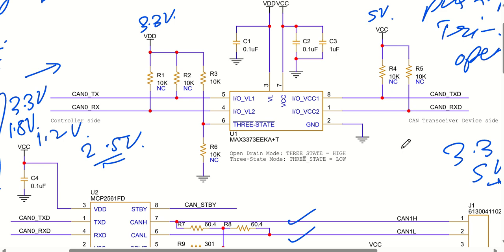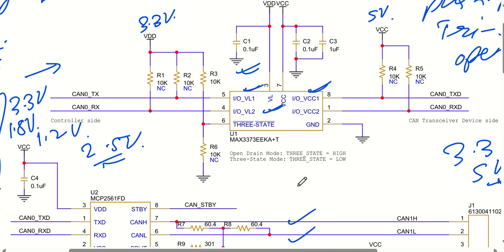This particular IC has a low level logic supply, that is VL, and a high level logic supply, that is VCC. The low level logic you have to keep on the lower side, and the high level logic on the higher side. And this is bidirectional, which means it can auto detect whether it has to pass the logic levels from left side to right side or right side to left side.